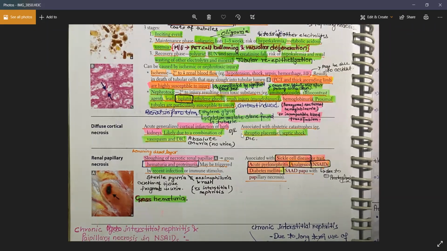Patient may also have a history like abruptio placenta, it could be a pregnant female, septic shock, because all of them can cause DIC. So anything that can cause DIC can cause the acute cortical necrosis or a diffuse cortical necrosis.